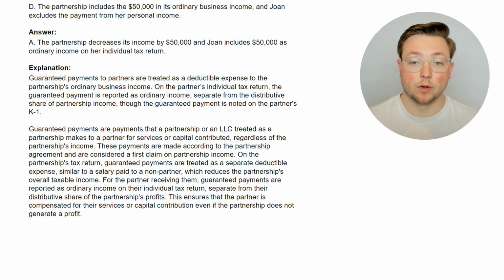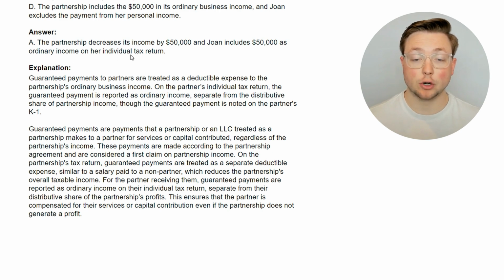Okay, so the correct answer was the partnership decreases its income by $50,000, and Joanne includes $50,000 as ordinary income on her individual tax return.